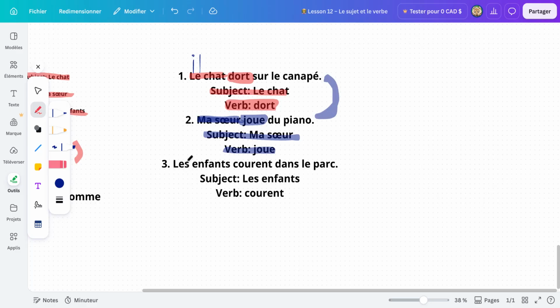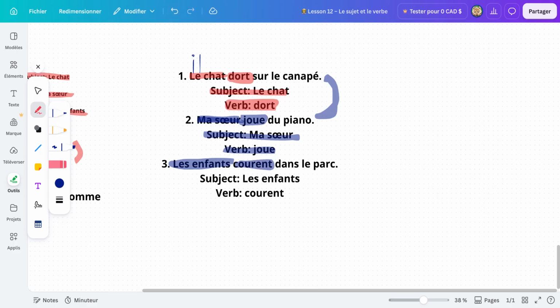Now, "les enfants courent dans le parc." Okay. Here, les enfants is the subject. It's represented by "ils" with an S. Sorry, guys. I used the highlighter to write. It's represented by "ils" like this, with an S. I just don't feel like writing with that. Now, the subject here is les enfants. The verb is, what is les enfants doing? Ils courent dans le parc.